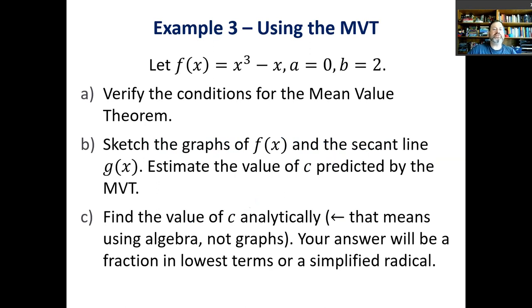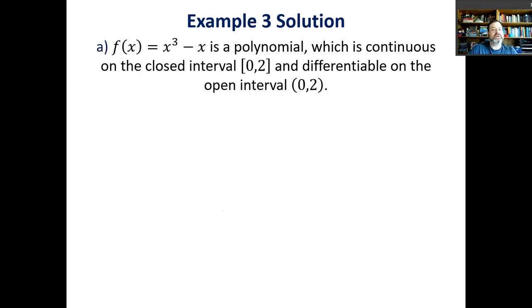So here's our function, f of x equals x cubed minus x. a is 0, b is 2. So what we're saying is that on the interval 0, 2, there is a tangent line whose slope is equal to the secant line through the points a, f of a, and b, f of b. So let's verify the conditions for the mean value theorem first. That's a polynomial, continuous, differentiable. So that's easy, right? We already proved that that's true.